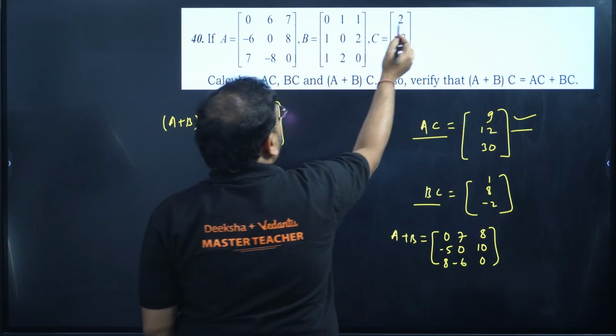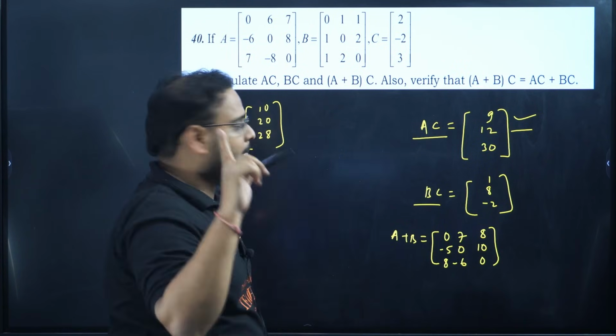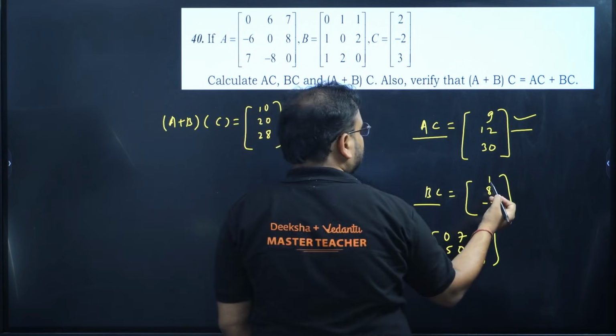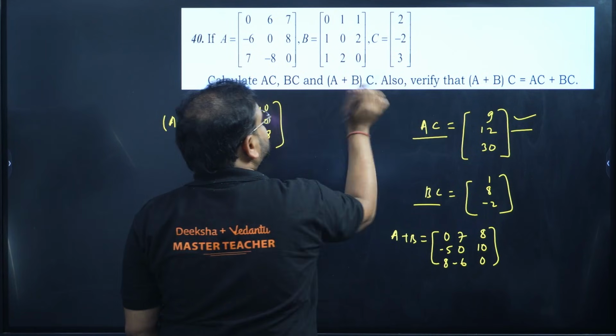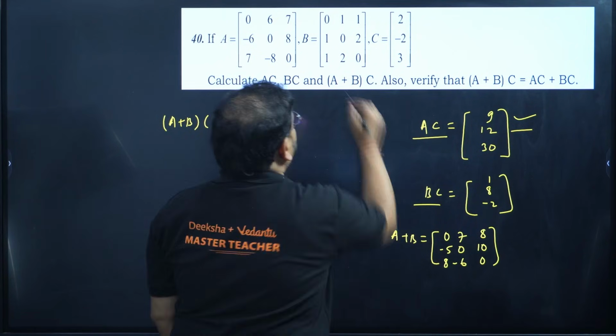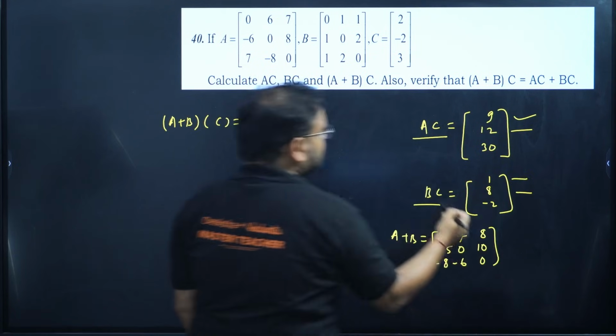Check. 0 into 2 is 0, minus 2 plus 3. Minus 2 plus 3 is how much? 1. Minus 2 plus 3 is 1. 1 into 2 is 2, 0, and 6. 6 plus 2 is 8. So you can see this is your BC.